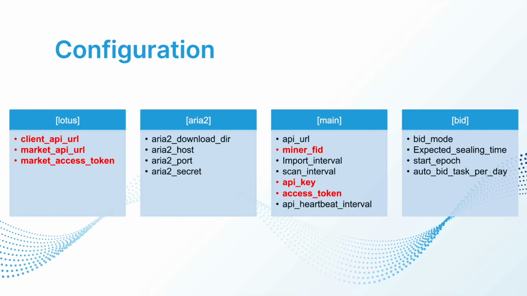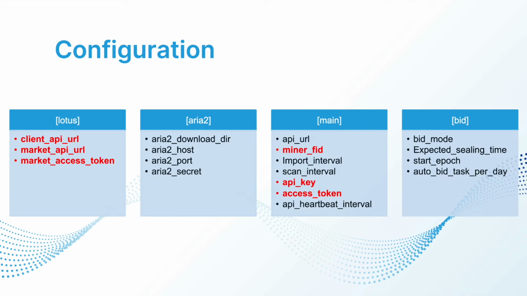Import interval represents the importing interval between each deal. The default value here is 600 seconds, or about 10 minutes. Scan interval represents the time interval to scan all ongoing deals and update status on the Swan platform. The default value here is 600 seconds, or about 10 minutes.